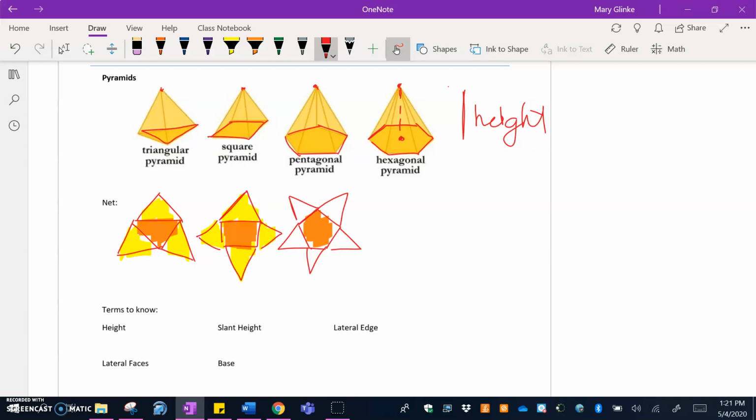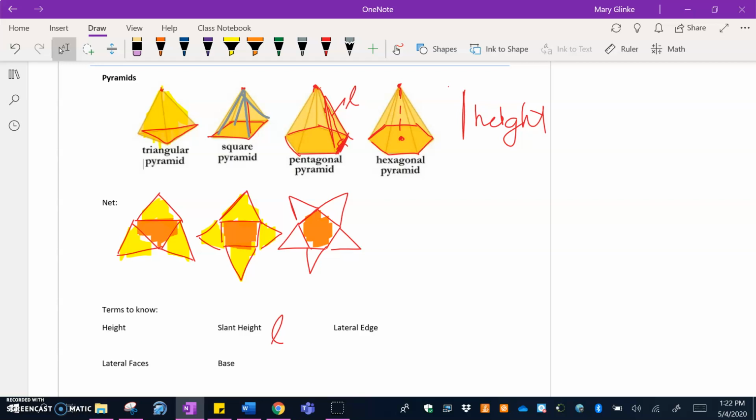The slant height is going to be the height from your apex to the lateral edge, or one of these edges of the base here. So your slant height we're going to show as L. It's the distance from the apex down to the base in one of your lateral sides. Your lateral edges are all of the edges around your lateral faces from your base to the apex. And your lateral faces, we said, were the ones that are around the outside that were not the base. The base then would be the other shape opposite the apex.